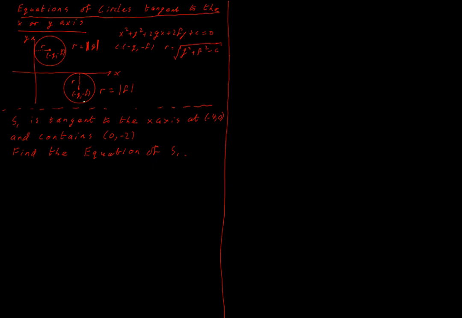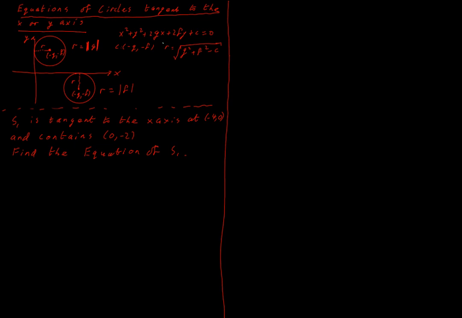So we're going to try and either use this equation and find three equations in g, f, and c in order to find the equation of our circle, or we can try and solve it geometrically. Now, most of the time, because of this situation here where r is equal to the absolute value of g, or r is equal to the absolute value of f, it's usually faster to solve a question where you have the circle tangent to the x or y axis using the algebraic method as opposed to the geometric method, but you should be able to solve them either way in almost all cases.